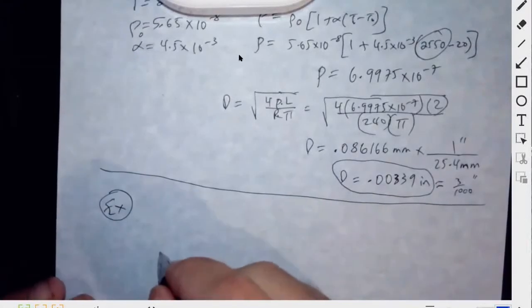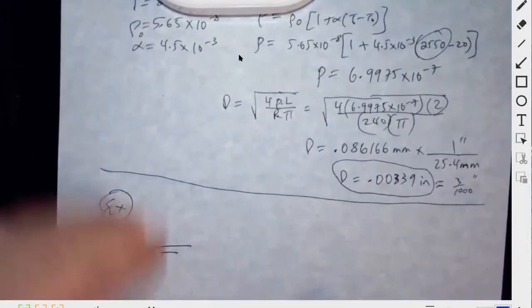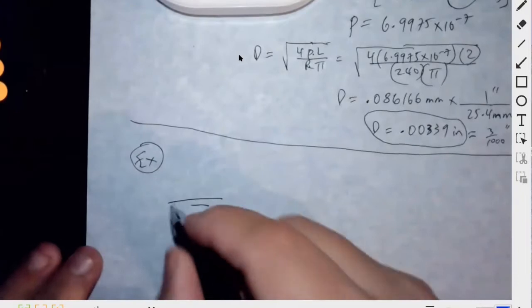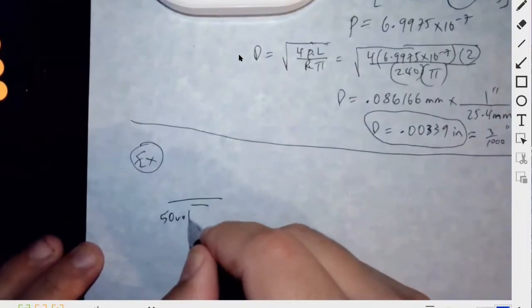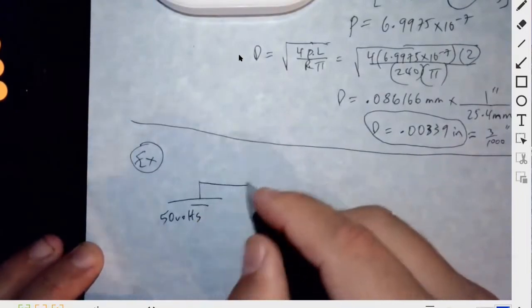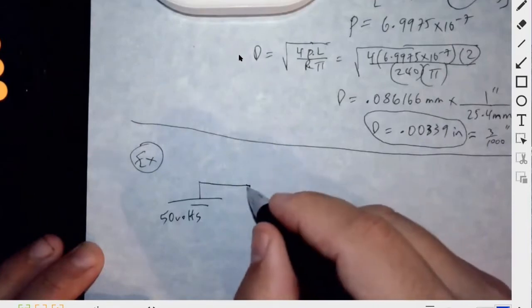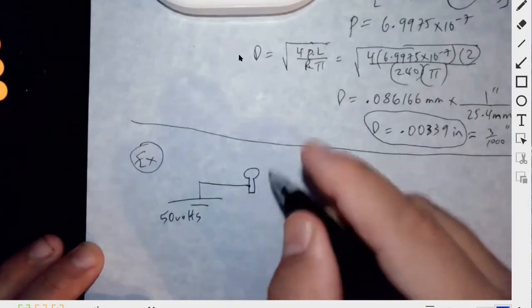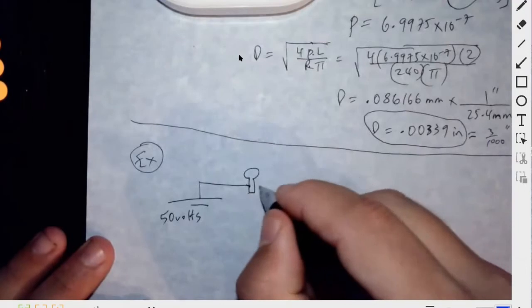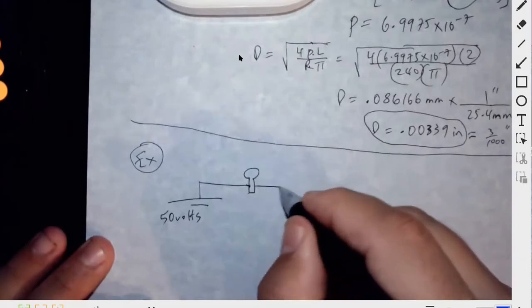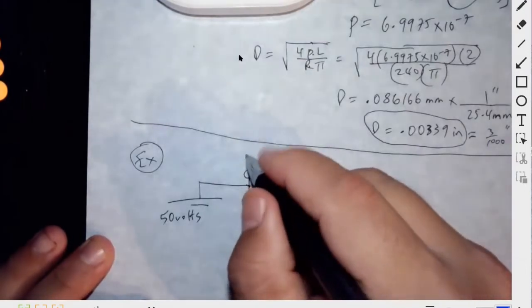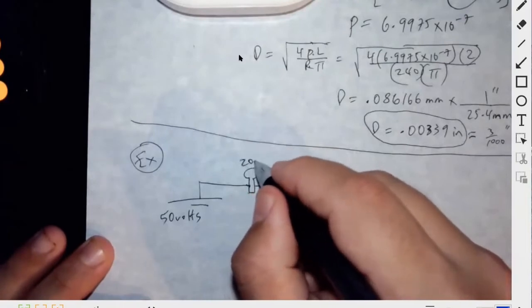Let's say you have a battery that's not 120 volts, some random battery, let's say 50 volts. Then you connect it to a light bulb. Let's say a 20-watt light bulb.